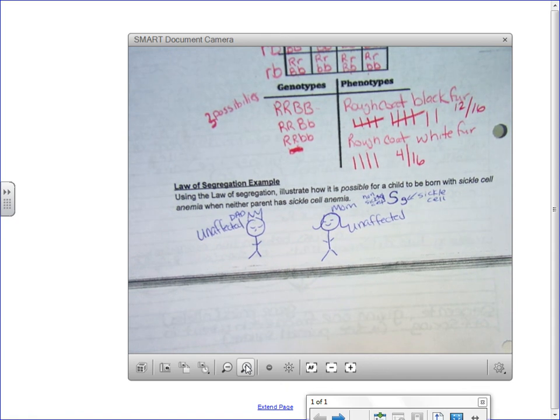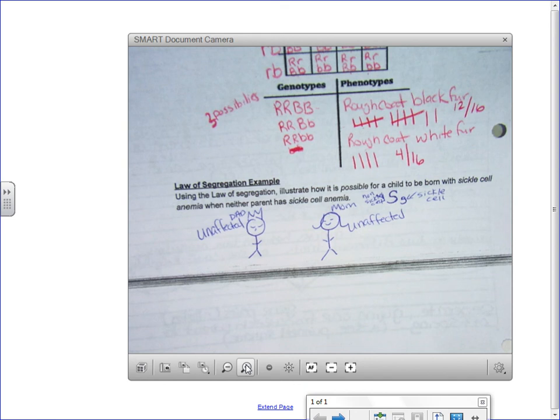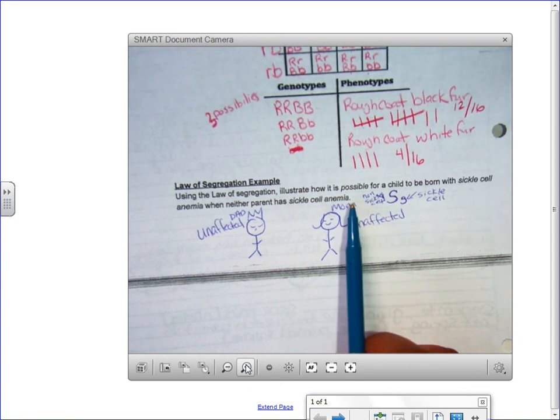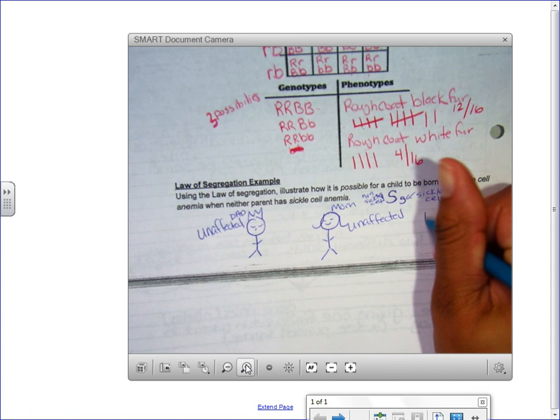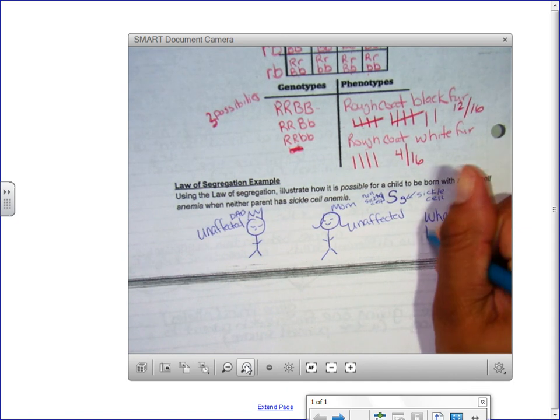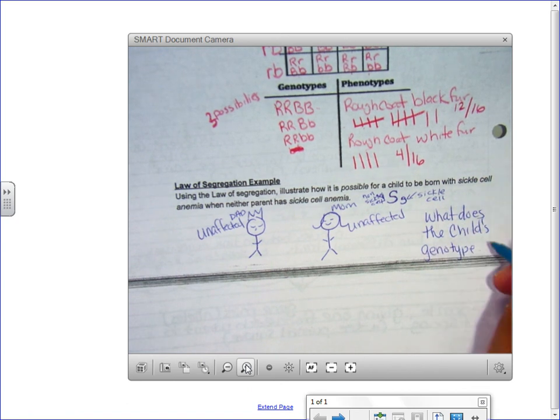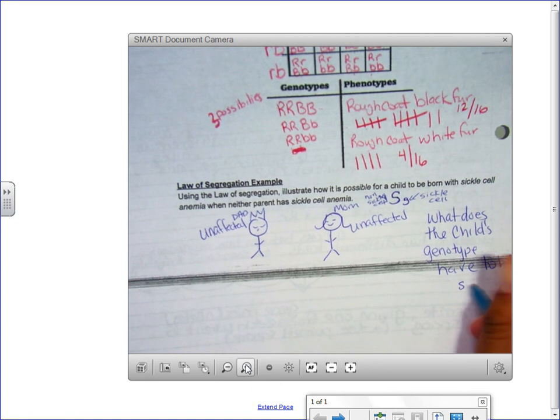Just dominant S? Dominant S, dominant S? Hold on, stop talking so you listen, because you said something, but then your last part did not make sense. If the recessive trait is sickle cell and their child has it, let me put this here. What does the child's genotype have to be? Recessive. This has to be the child's.